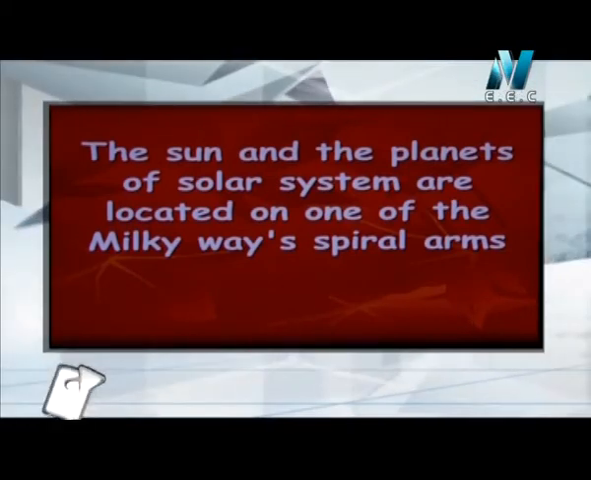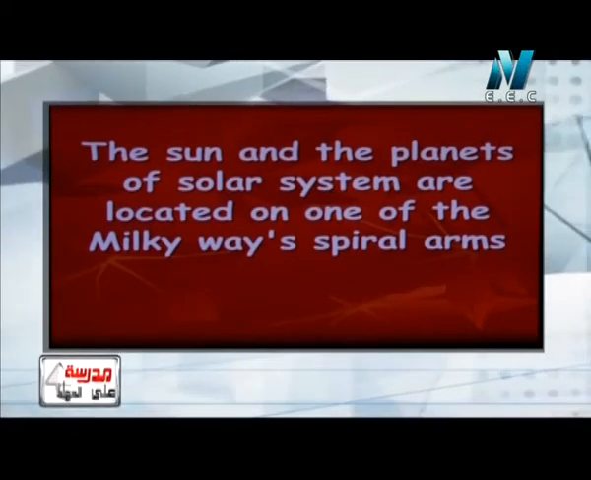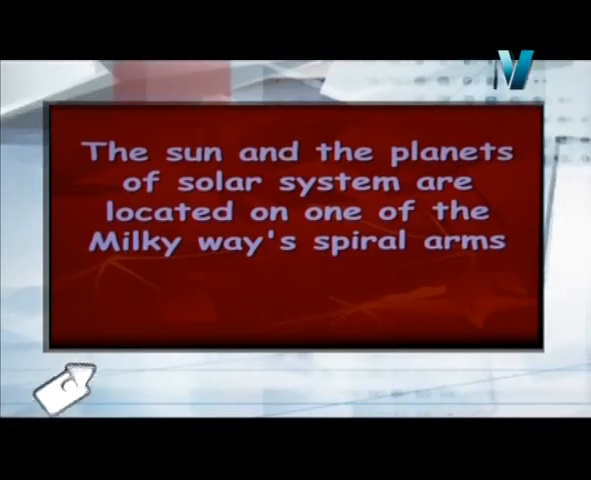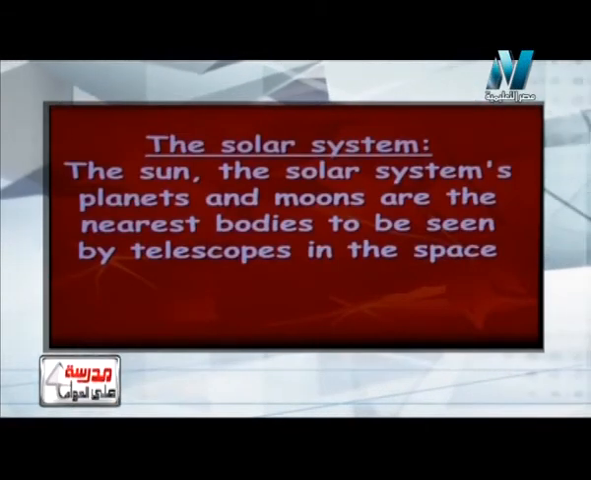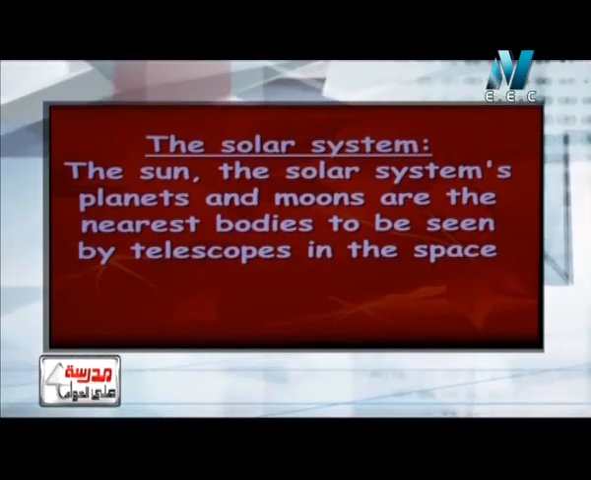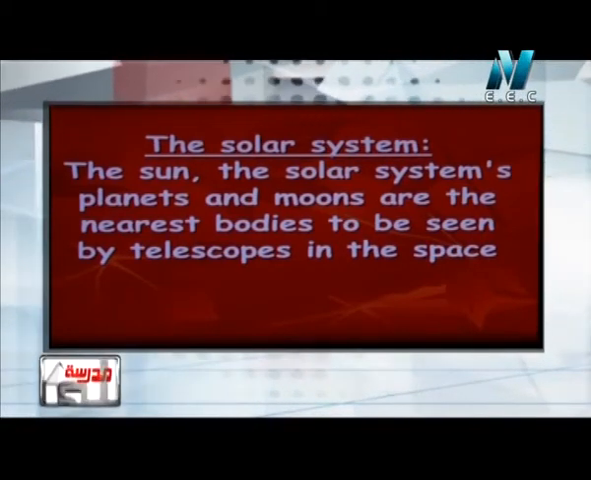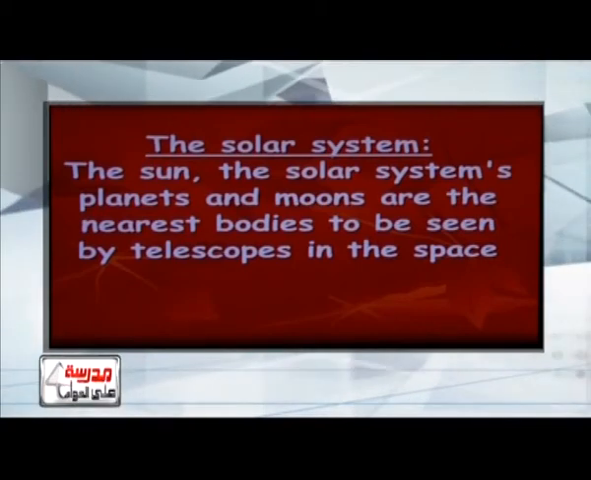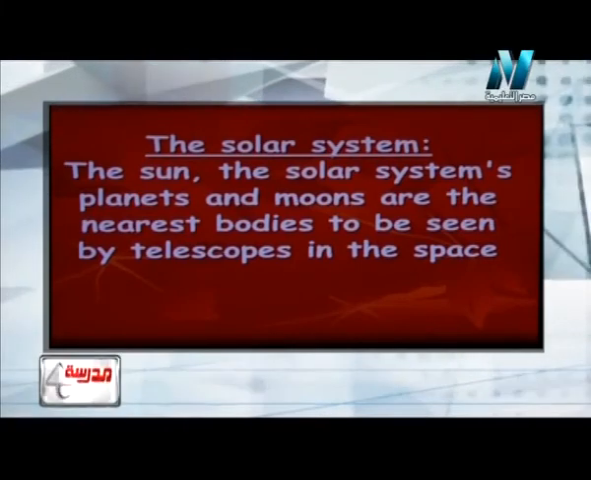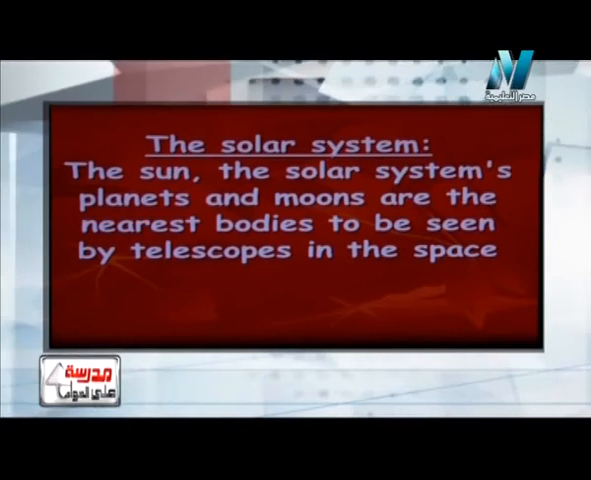So again, the sun and the planets of the solar system are located on one of the Milky Way's spiral arms. So what's meant by solar system? We have studied it in primary 4. I'm sure all of you know this lesson well, and it was a very easy and interesting lesson at the same time.